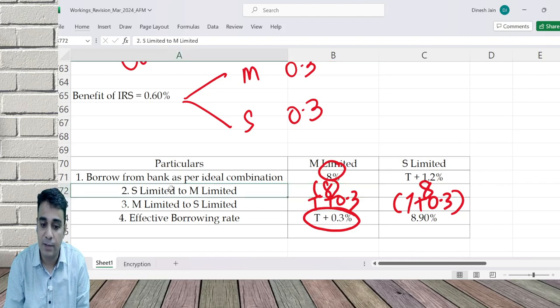Second, S is paying me. I am receiving. My receipt is inflow. Receipt I have written in bracket. Okay guys, everything else is outflow. Whatever I am receiving I have written in bracket. What is written in bracket is a receipt for me.